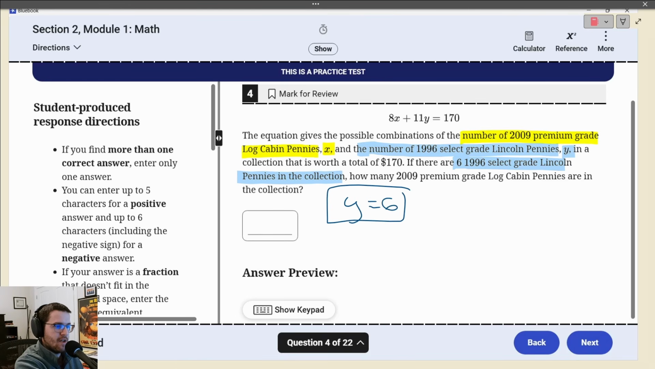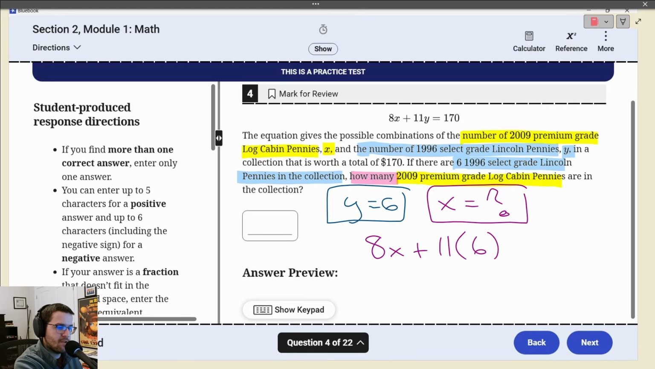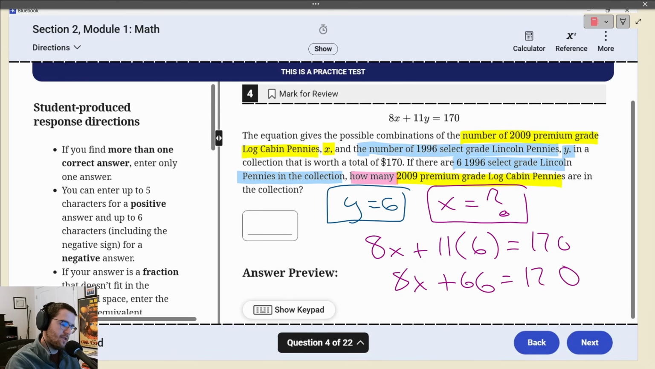And now it says how many, I'll put that in a different color, how many, because that's asking a question. 2009 premium log cabin pennies are there. Okay, so that is the x, right? And we don't know what that is, so we'll put a question mark. So all we're going to do is substitute 6 into that equation. So we get 8x plus 11 times 6 equals 170. 11 times 6 is 66. We'll subtract 66 from both sides.